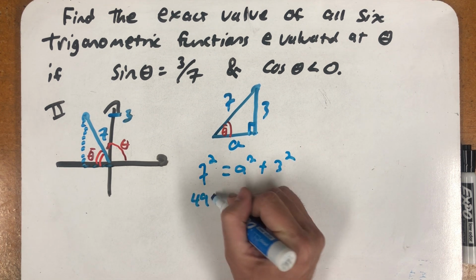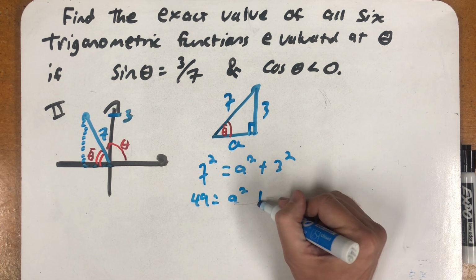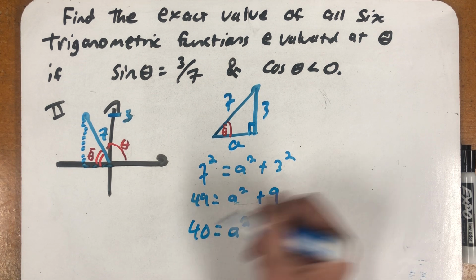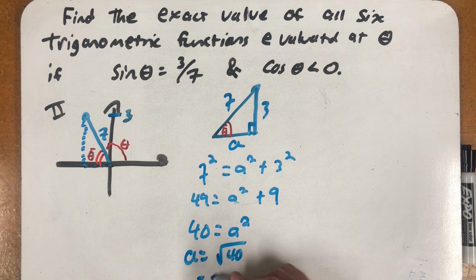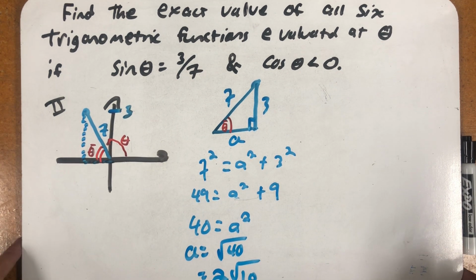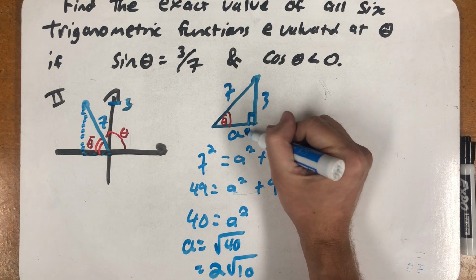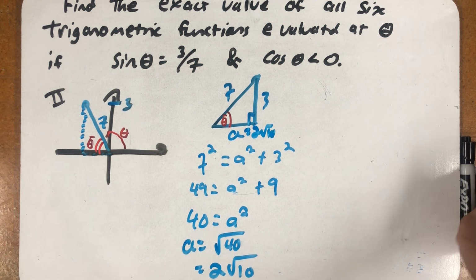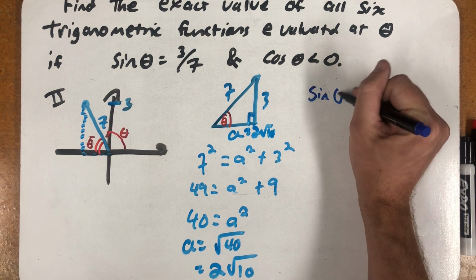So 49 is equal to A squared plus 9. 40 is equal to A squared, and I need to take a square root of both sides, and I might very briefly write the square root of 40. But I know that's 2 times the square root of 10, and I apologize, I've written off the bottom of the board there, but A is 2 root 10. All right, so now we can evaluate our trig functions at the angle I actually care about.